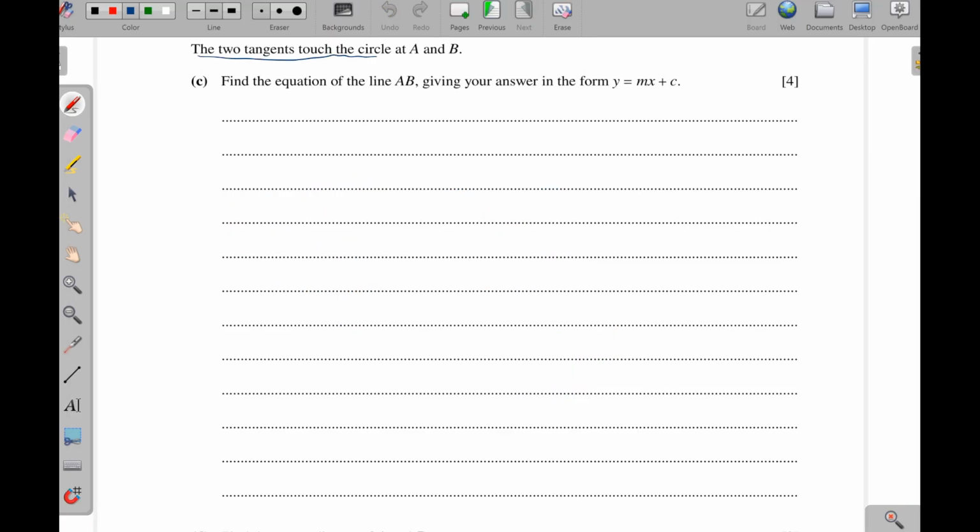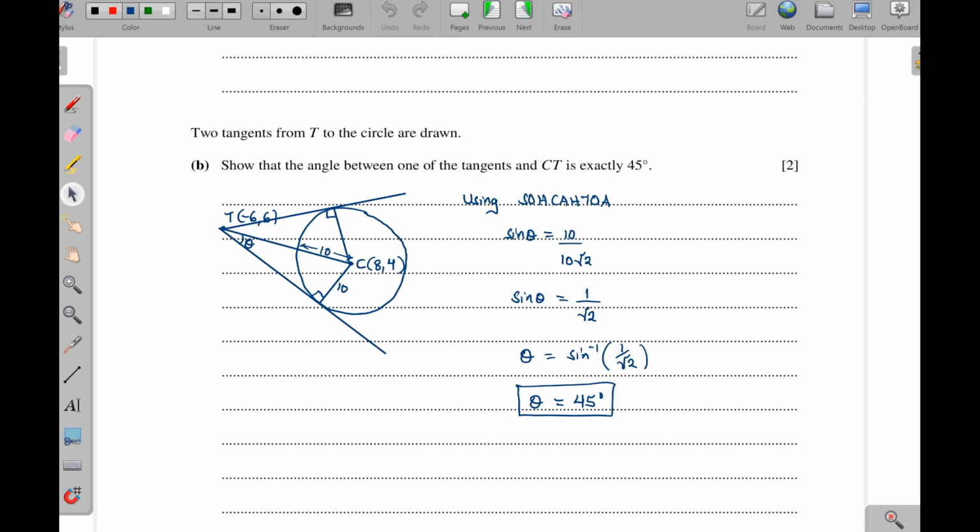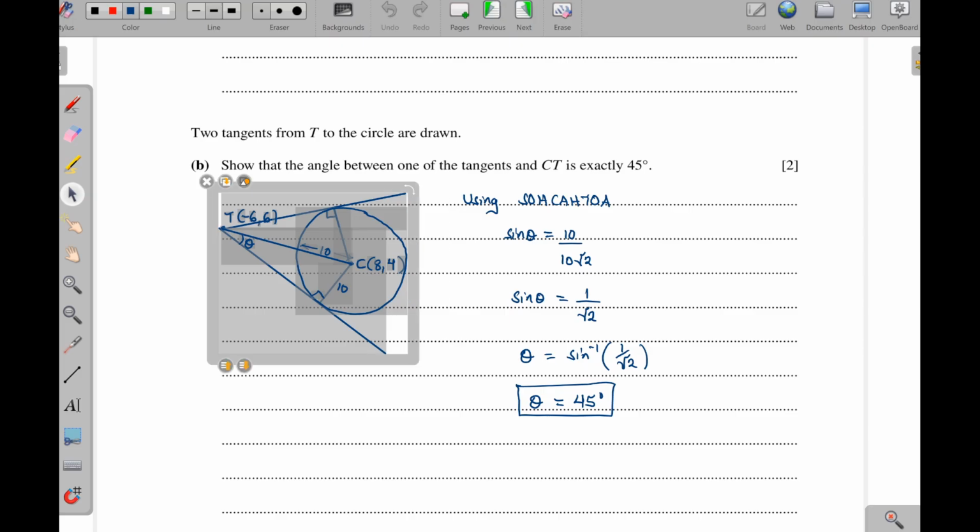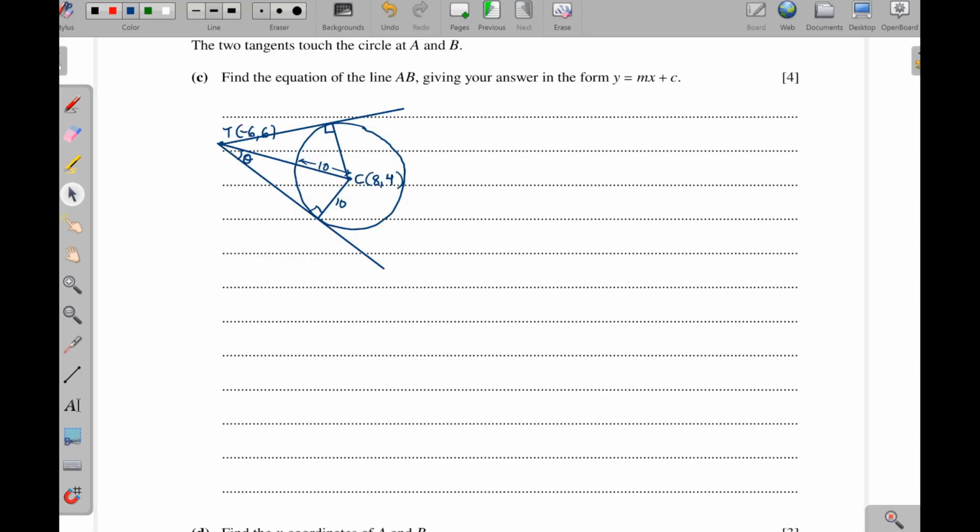The two tangents touch the circle at points A and B. Find the equation of the line AB, giving your answer in the form y is equal to mx plus c. Okay, so I'm going to bring back my diagram here. So I will select this one here and then I copy it. Then I take it the other side. So this is my diagram here. I can let this one be the point A and then this one to be point B.